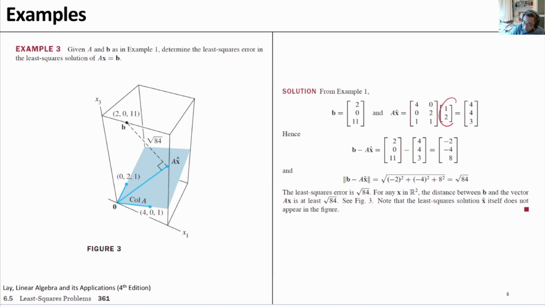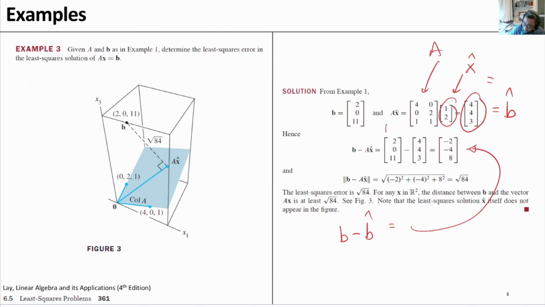All we need to do is to plug in x hat here, given A, and therefore we'll have B hat, which equals A multiplied by x hat. B minus B hat would be the error vector. This is B, and this is B hat. The error vector is this value, and you can try it for yourself. The error vector is orthogonal to all columns of A.